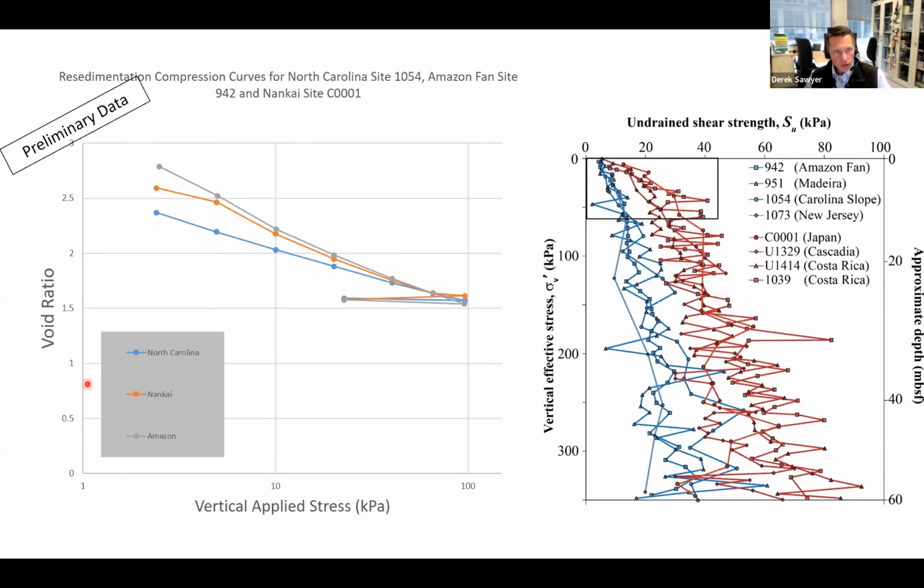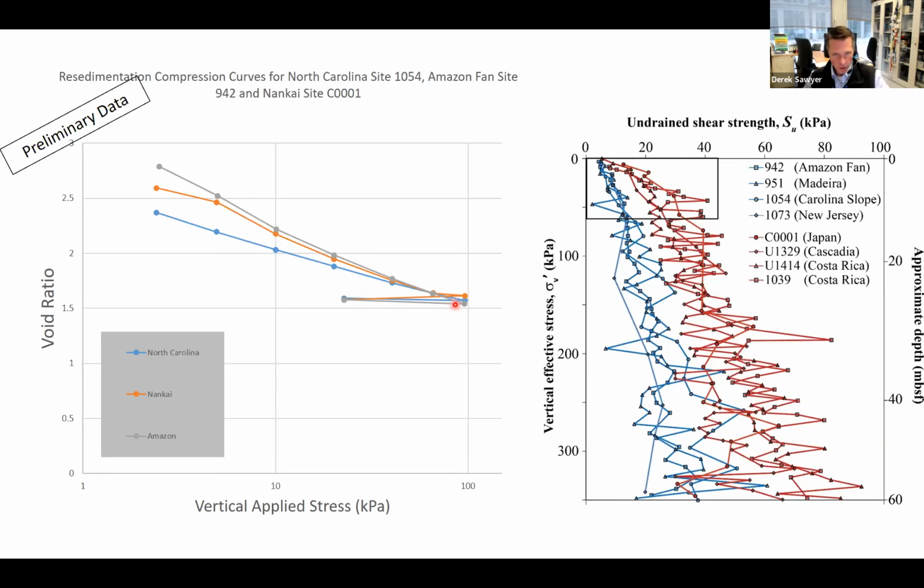If you look at the void ratio, these are the compression curves for 3 of those samples, North Carolina, Nankai, and Amazon. So you have 2 passive and 1 active in this case. We're plotting them out to 100 kPa, which is what we get from the resedimentation in the lab, and then we'll further consolidate those in a true consolidation cell later to a full megapascal of effective stress.